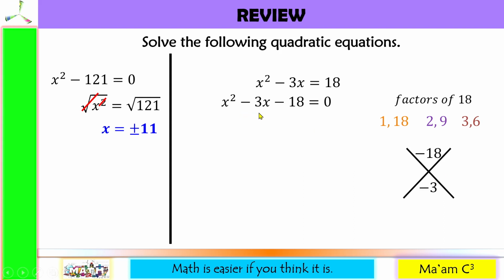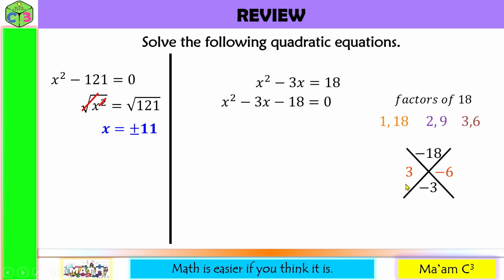Then I am going to choose which among these three sets of factors will give me a sum of negative 3. That would be 3 and 6. To have a sum of negative 3, the bigger number among these factors should be negative. Quick checking. 3 times negative 6 is negative 18. 3 plus negative 6 is negative 3. So here are the factors that we are looking for.